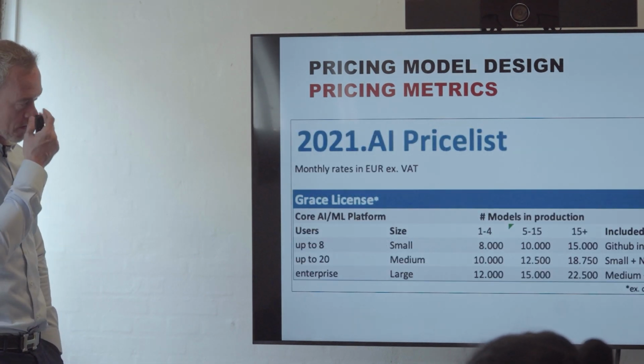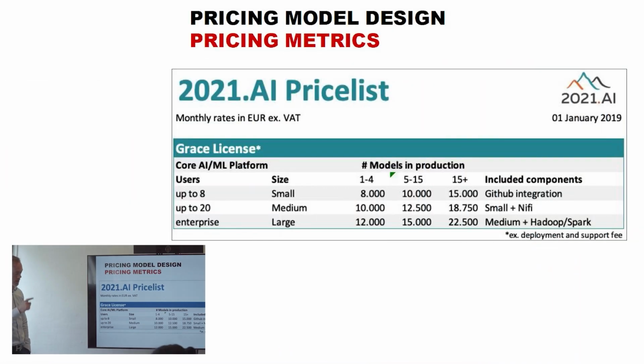Here you have a pricing matrix from 2021 AI. They're a Danish company, they do AI for banks. And they do that on a platform that's called Grace. If you're a bank, you can buy a license for Grace, and you're then priced as per 2 pricing metrics. One is number of users. So small is up to 8, then medium is from 9 to 20, and then large is 21 and above. And it's a matrix. They price you per model in production.